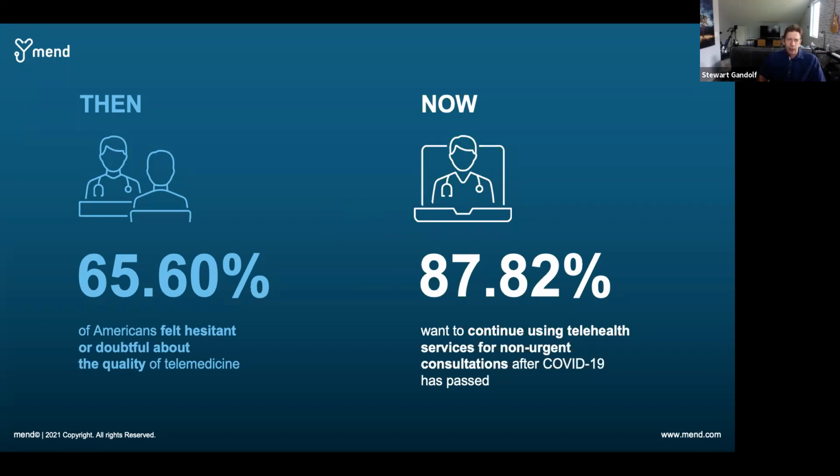Pre-pandemic, more than 2/3 of Americans said they felt hesitant or doubtful about the quality of telemedicine. This is just before the pandemic started. And now 89% want to continue using telehealth for non-urgent consultations after COVID has passed. That's a really important thing to know, that this is not a flash in the pan, that consumers overwhelmingly want telehealth. Next slide.